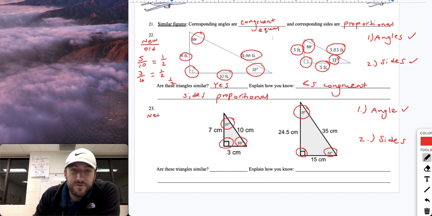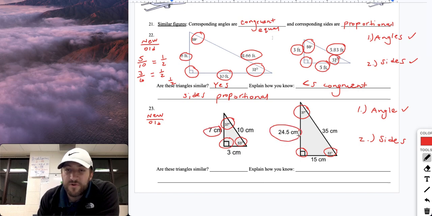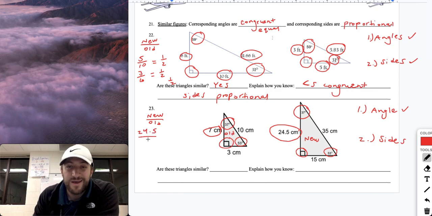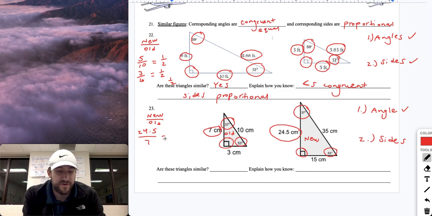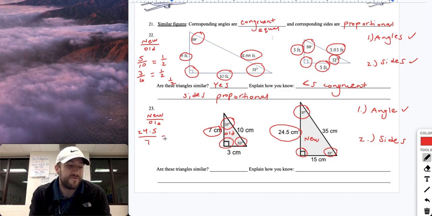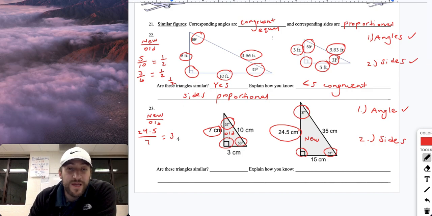Let's go and look at the sides. So we're just going to do new divided by old on all of our corresponding sides. So let's pick one. I got 7, and that corresponds to 24.5. They're in the same spot. We've got our new over here, our old over here. So 24.5 goes on top. It's our new one. Over 7. Let me grab my calculator. I don't know that off the top of my head. 24.5 divided by 7. And we get 3.5. And again, it can be a fraction or a decimal. The whole point is that we have the same number for all of the sides. Hopefully the other ones are going to give me 3.5 as well.